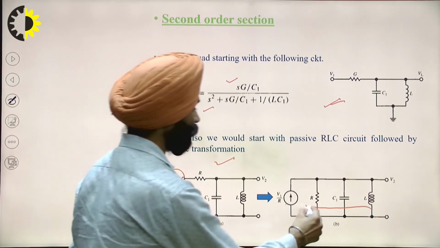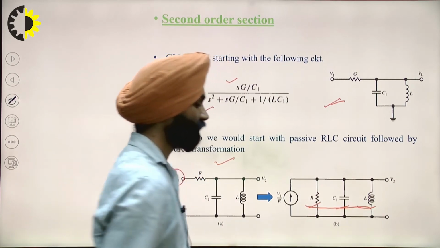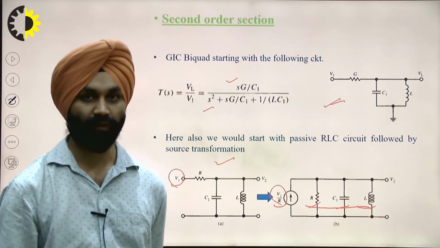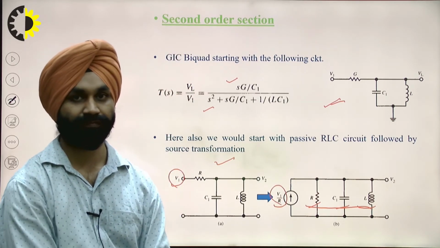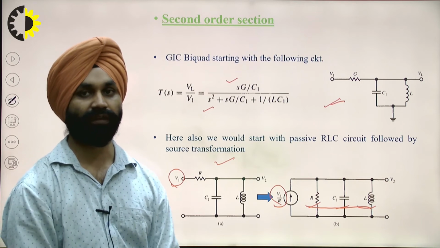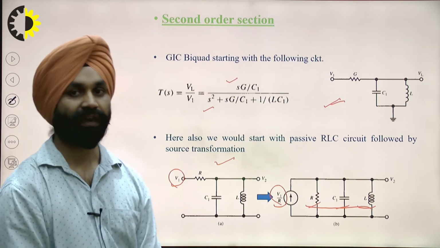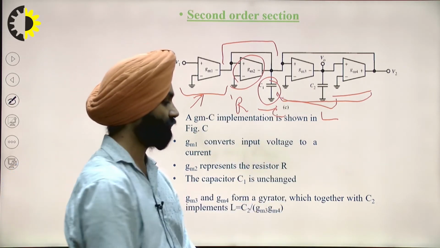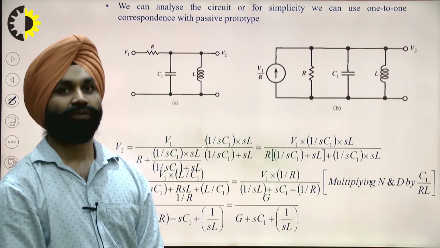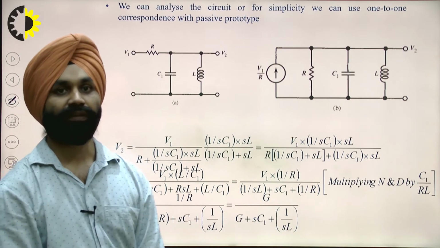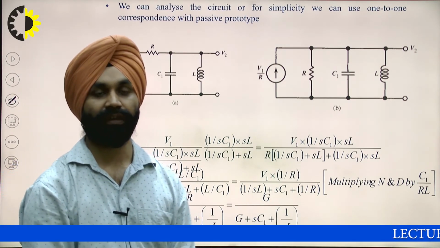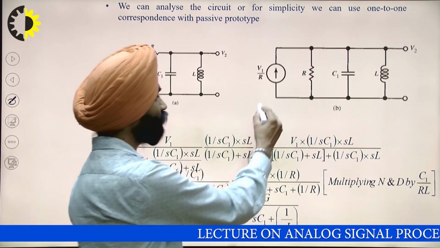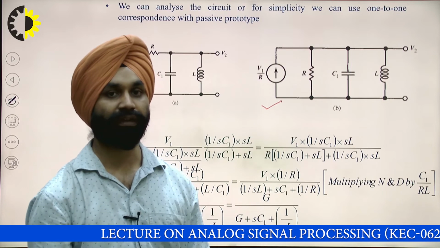So we have R, L and C components with the conversion of the voltage source to current source, voltage to current. We can have implementation of this circuit in this way. So we can analyze this circuit so that we can find out whether we have designed accurately this passive filter into the active filter.